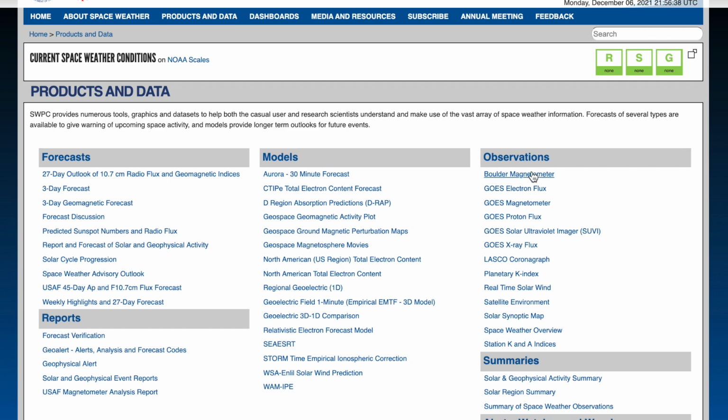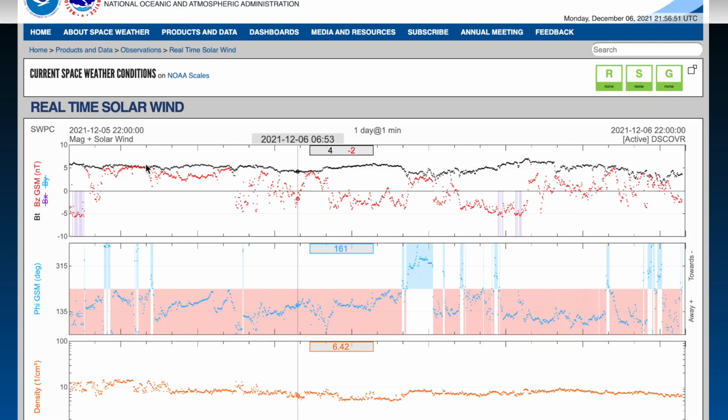And then over here, we can get real-time data for those same factors that I showed you on the Space Weather Live. You can get real-time solar wind data here.